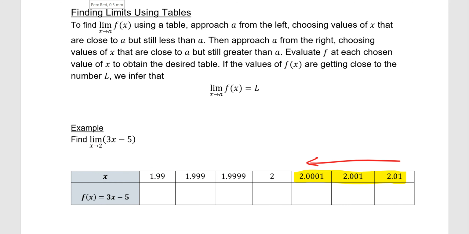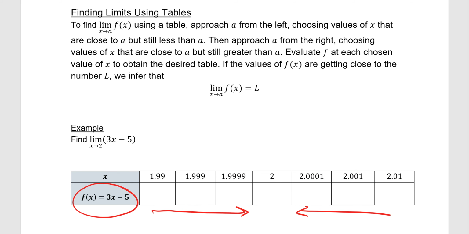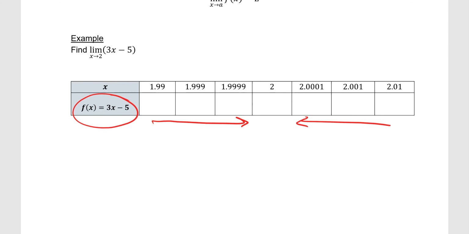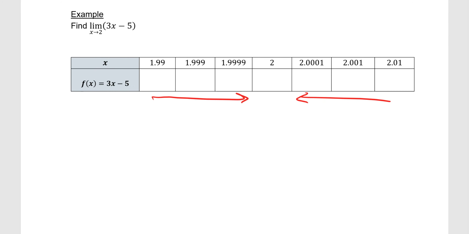So we pick values to the left of 2, we pick values to the right of 2. We take those values, we plug them in the function, and get out their function values, their y values. And then we're going to see what it looks like these y values are approaching, and what it seems like it's getting closer and closer to, that's going to be our answer. Okay, let's go ahead and do this example.